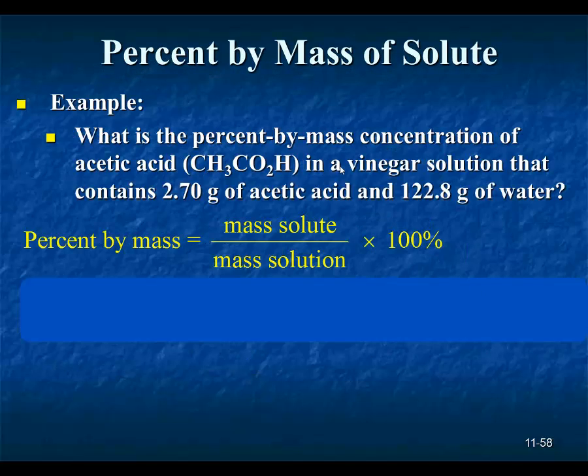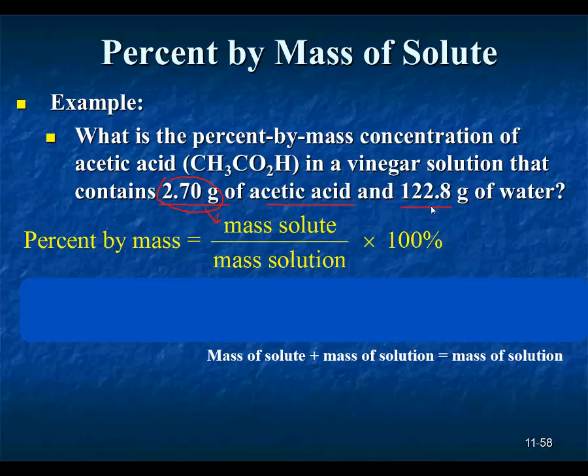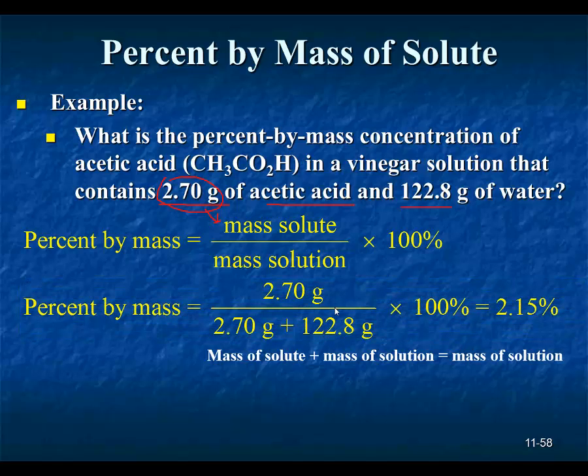Let's find the percent by mass concentration of acetic acid in a vinegar solution that contains 2.70 grams of acetic acid and 122.8 grams of water. Okay, so in this case, the mass of the solute would be the 2.70 grams, and the mass of the solvent would be the 122.8 grams of water. If I want the mass of the solution, I'm going to have to add 2.70 plus 122.8. Okay, so when I calculate that to get the mass of the solution, we end up taking 2.70 grams divided by the mass of all the components in the solution mixture times 100 gives us 2.15%.